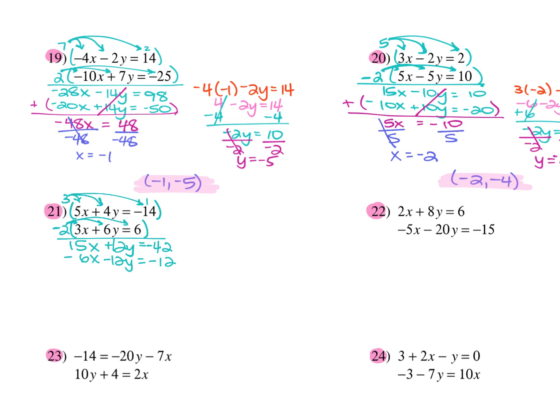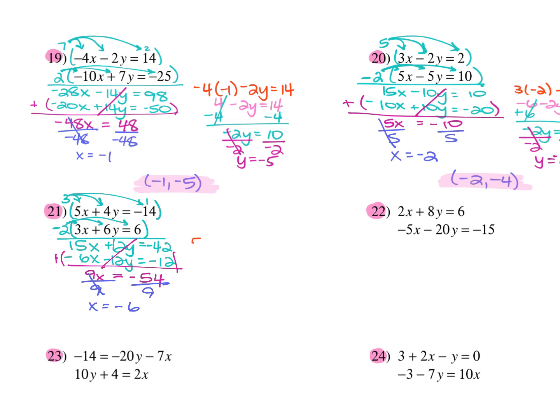So if you are to add these, the 15x minus 6x is 9x. The 12y's cancel. Negative 42 minus 12 is negative 54. Divide each side by the 9. What does x equal? Negative 6. Which do you want to substitute that negative 6 in for x in order to solve for y?